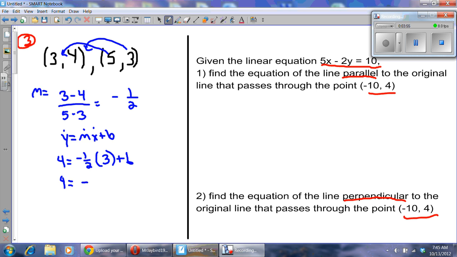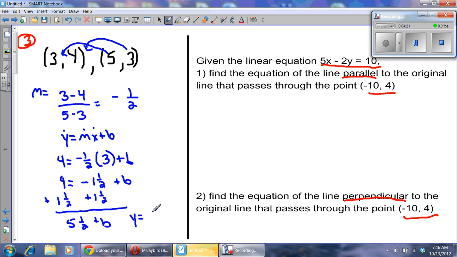All right, here we have -1/2 times 3 plus b, right? Okay, 1/2 of 3 is 3/2, and it's -3/2 plus b. So now I'm going to add 3/2 to both sides. And I'm going to end up with 5/2 for b. All right, y equals, where's my slope? -1/2 x plus 5/2. And there you go. There's the equation. I could graph if I wanted to.